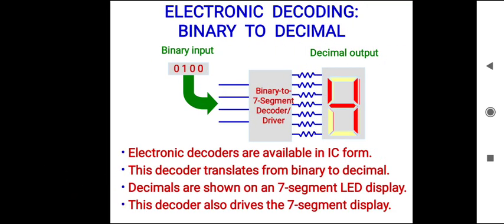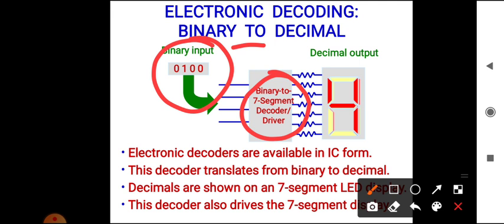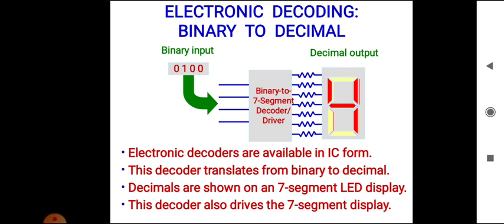Coming to the next one: electronic decoding, that is binary to decimal, the opposite. Suppose I am giving a binary input 0 1 0 0. This decoder will convert this binary input into a decimal output. That means the value will be 4. So the encoder converts decimal to binary, and the decoder converts binary to decimal.